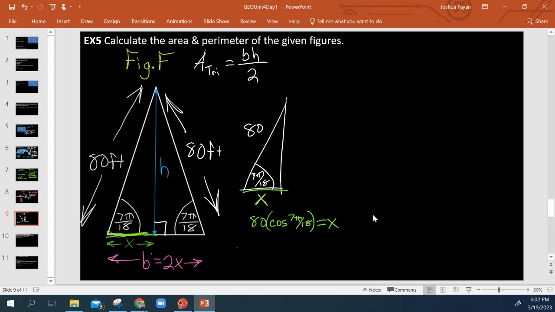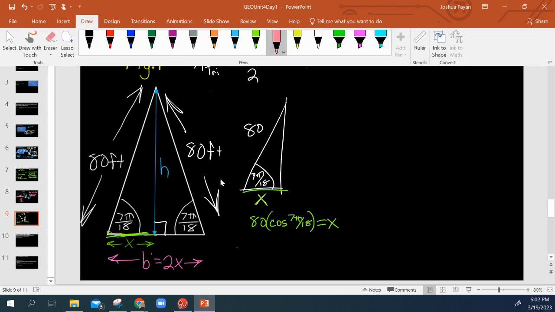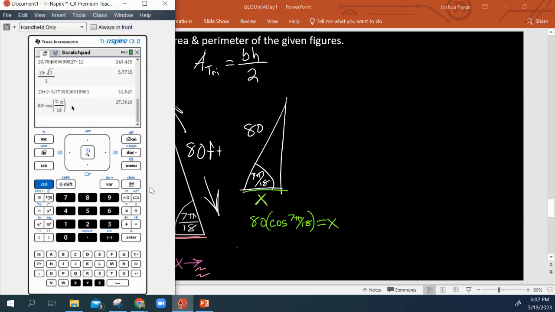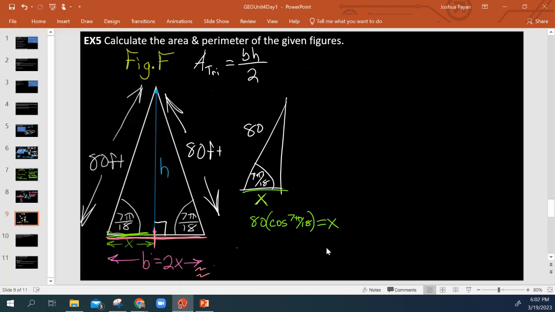Okay, so x is about 27.3616. So that's the distance from here to here. We don't care about that because that doesn't help us with area nor perimeter. We care about this. And we just said earlier, right here is the midpoint. So if I just multiply this guy by 2, then I'll know what this is. So let's go ahead and do that. So times 2, and we get 54.72, and that is in feet, right?